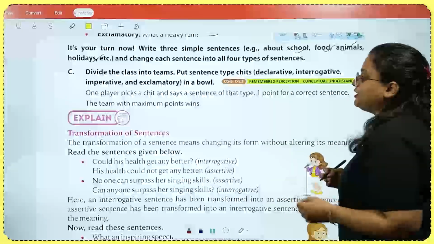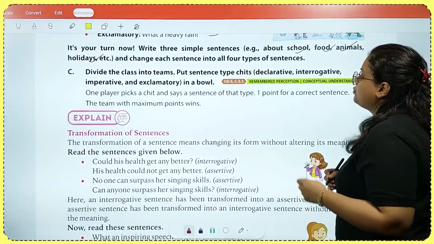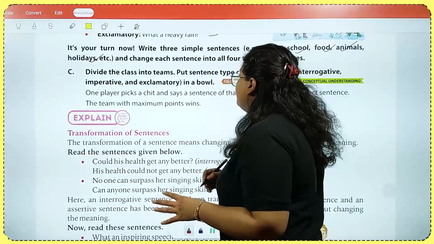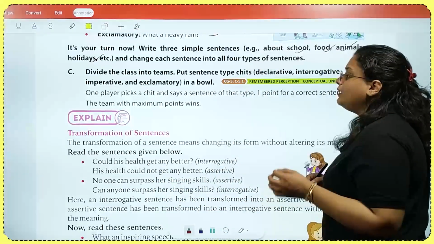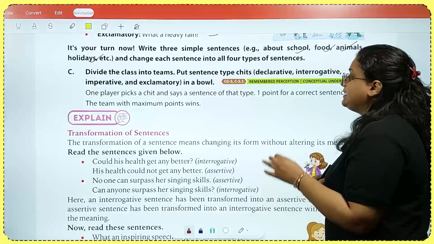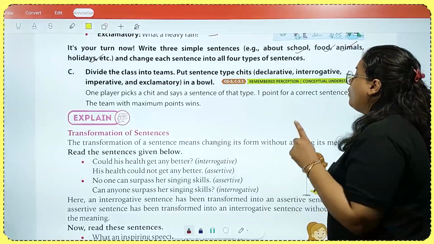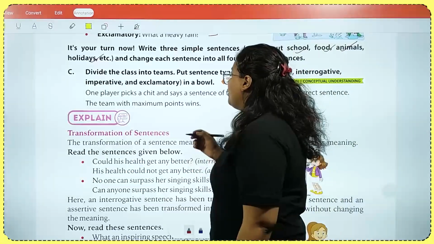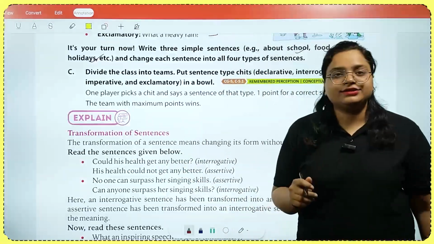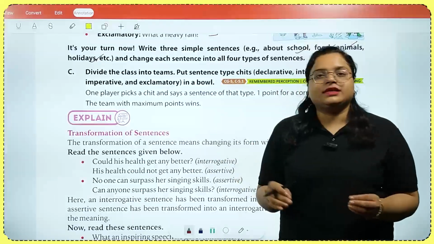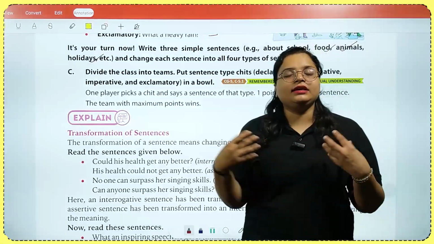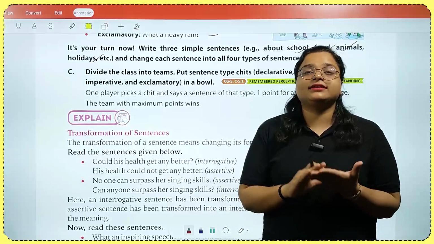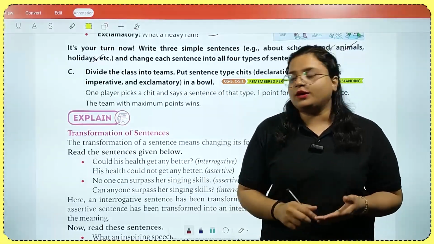Divide the class into teams. Put sentence type chits, declarative, interrogative, imperative, and exclamatory in a bowl. One player picks a chit and says a sentence of that type. 1 point for each correct sentence. The team with the maximum points wins. Okay, understood what you have to do? Just make some chits, put them in a bowl, and all of your friends can play this game. Okay, every time you make a correct sentence, you'll get 1 point.